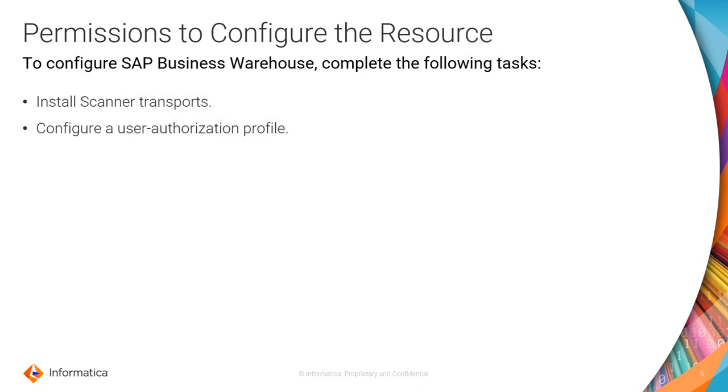Let's talk about the permissions required to configure the resource in EDC. To configure SAP Business Warehouse, we need to install scanner transports and configure a user authorization profile. To extract metadata from SAP Business Warehouse, one must import the scanner transports that Enterprise Data Catalog uses to extract metadata. These transports are located in the SAP scanner binaries.zip file, which can be downloaded from the Informatica installer location. We also need to configure a user authorization profile. The SAP Business Warehouse admin needs to create the product and development user authorization profile to configure the resource in EDC.